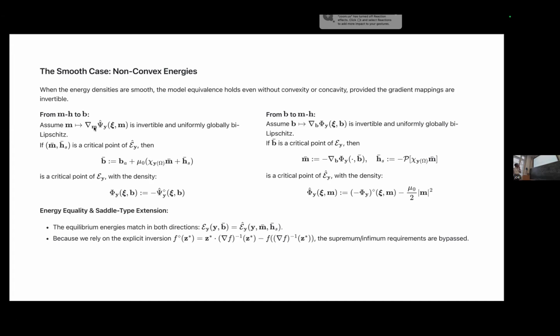And again, what you can show is that the two models are equivalent. So if I have a minimizer for the B model, I know what a stationary point for the B model. I can construct a stationary point for the MH model, and the two energies are again the same. And if I start from the MH model, I can go to the B model, and again the two energies are the same.